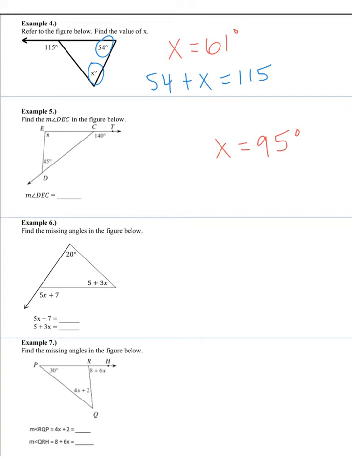All right, number 5, your answer should have been 95. So I have x and 45, so x plus 45 equals 140. You subtract 45 and you should get 95 for your answer.